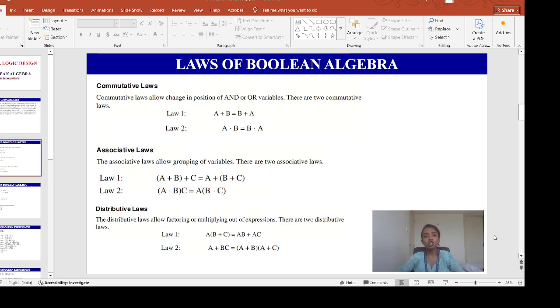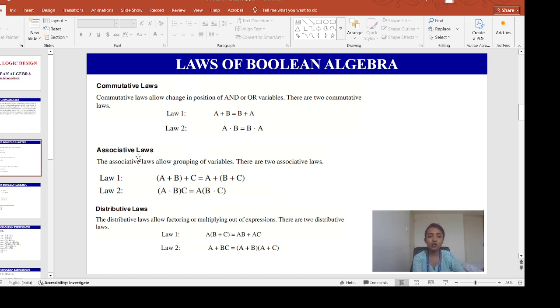So there are some laws of Boolean algebra. First one is the commutative law. Commutative laws allow change in position of AND or OR variables. There are two commutative laws. First law is A plus B equals B plus A. These A and B are variables. Second law is A dot B equals B dot A.